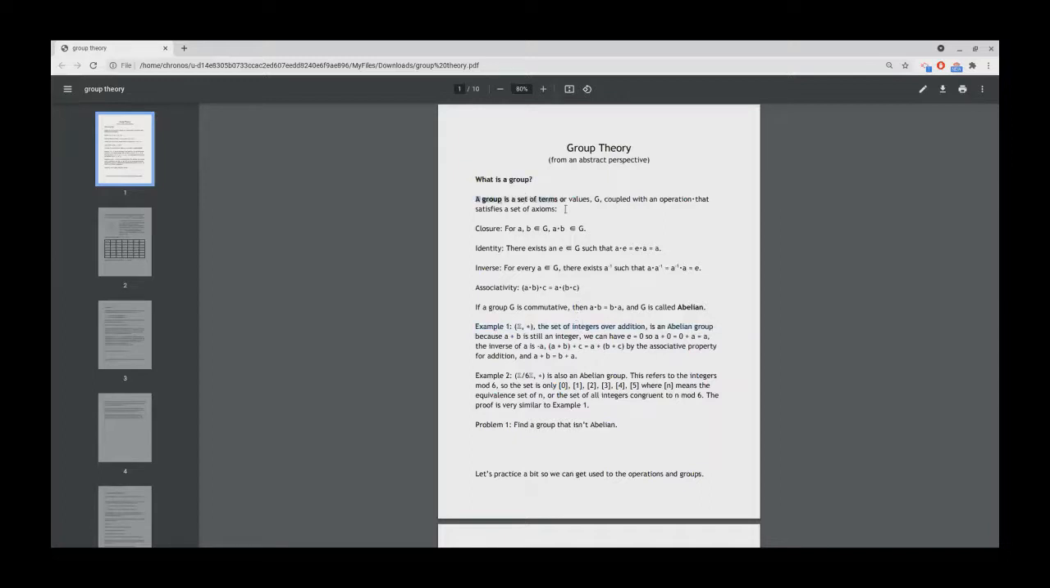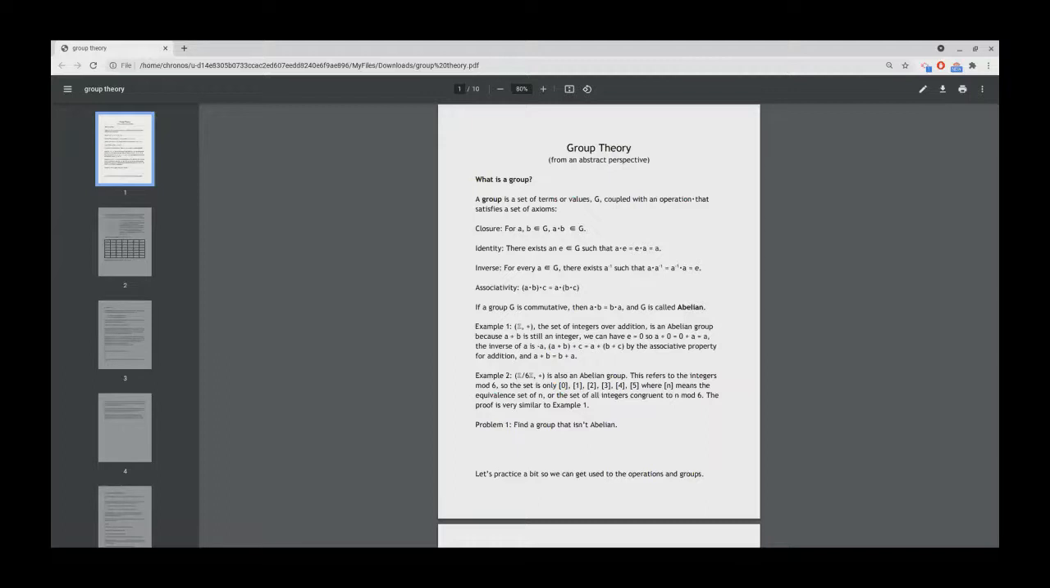A group is a set of terms or values, G, coupled with an operation that satisfies a set of axioms. The first one is closure: for A, B in G, A times B is in G. Times is the operation. Essentially, for example, if the operation is plus and you have a bunch of integers, then A plus B is in G.